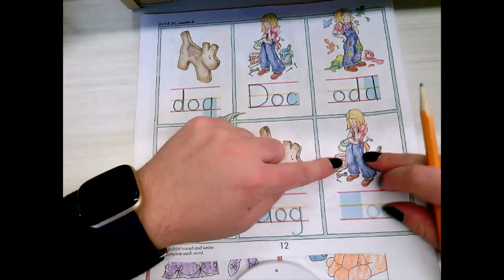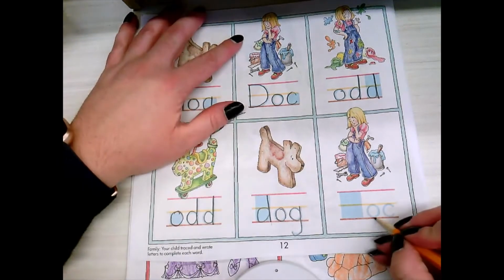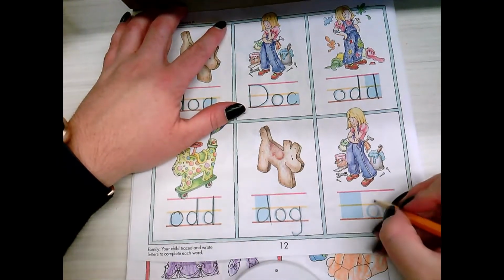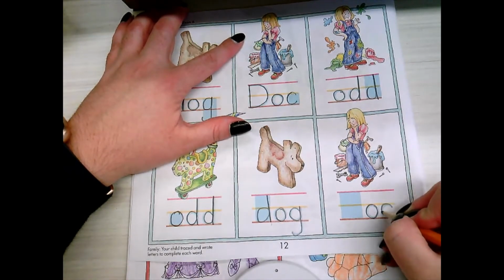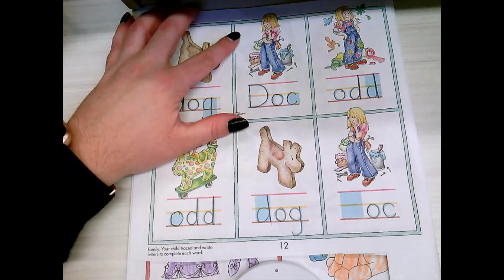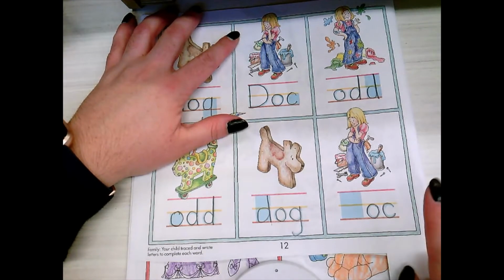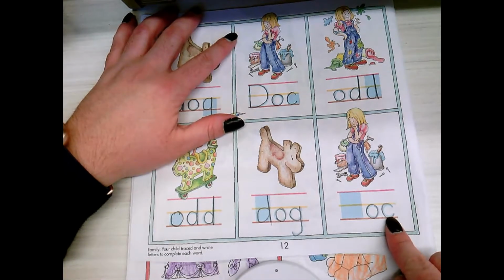And the last picture, what letters do you see underneath? The letter O and the letter C. Let's make the sounds as we trace them. Ah, k. Now let's blend those sounds back together. Ak, ak. What tells about the picture that ends like ak?